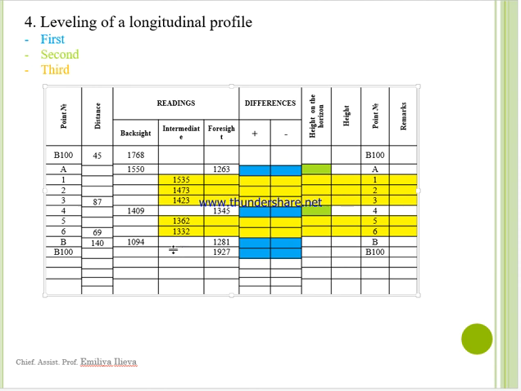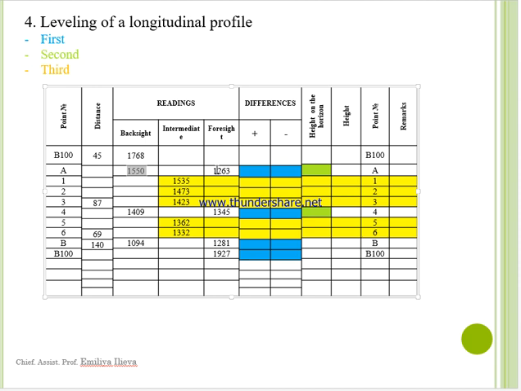corrections. So here you need to calculate the misclosure, the allowable misclosure, and the corrections of all of the elevations that have been measured with backsight and foresight readings. So the first thing here at the column of the differences, you are going to calculate the differences between backsight and foresight readings. So the first difference is going to be this backsight reading to the benchmark minus the foresight reading to the point A.